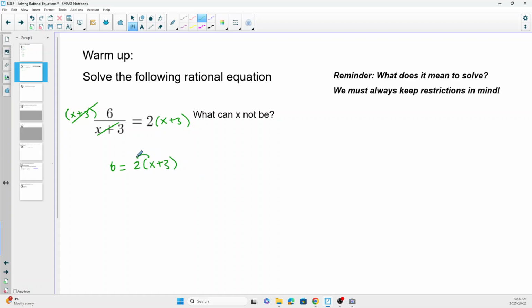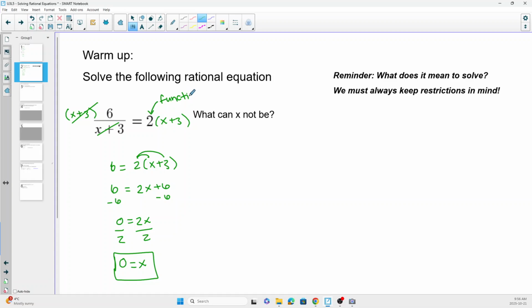And then I have to distribute. So I have 6 is equal to 2x plus 6. And then I use my opposite operations. I take away 6 from both sides, and I have 0 is equal to 2x. And then I can divide by 2, again, my opposite operations, and figure out that 0 is just equal to x. So when x is equal to 0, this rational function will have a function value that is equal to 2. Okay, so this is the function value.